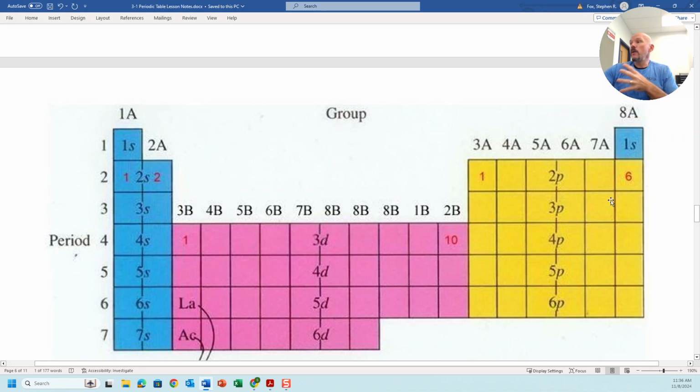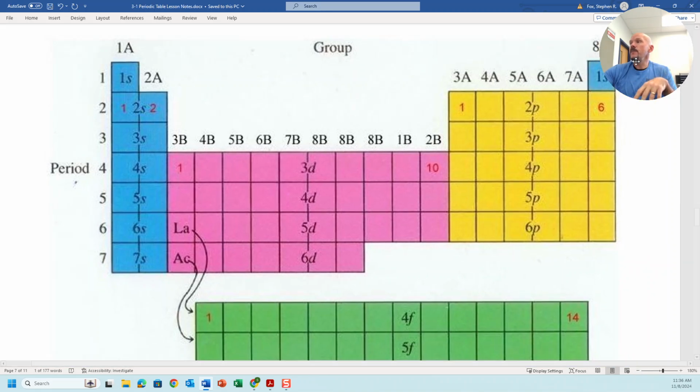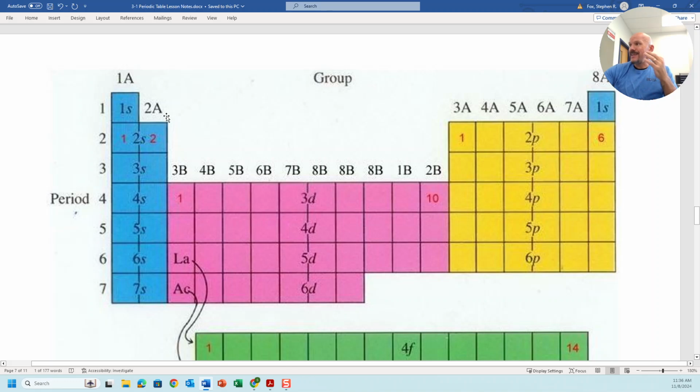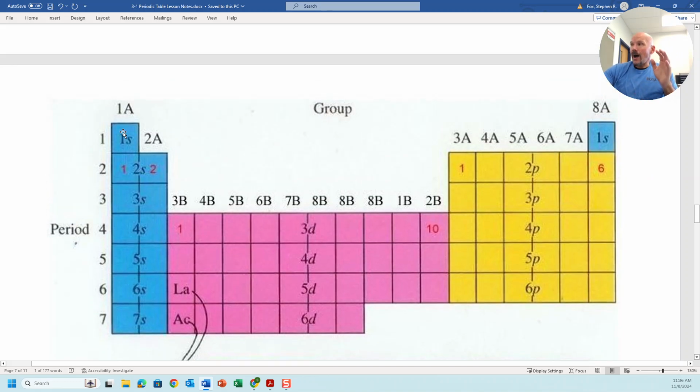Now, the other thing we need to know are the blocks of the periodic table, and this is going to help us with electron configuration, which we're going to talk about towards the end of the unit. There are 4 blocks: the S block, the P block, the D block, and the F block. The first 2 columns on the periodic table are the S block, so the alkali metals and the alkaline earth metals, and also hydrogen and helium. Notice helium's over here, but it's part of the S block.